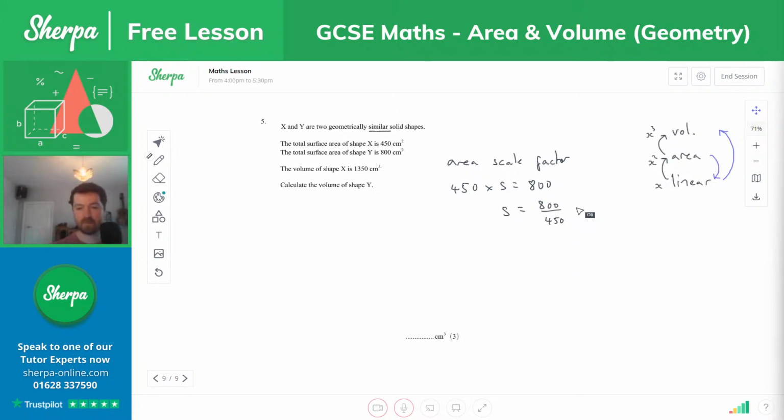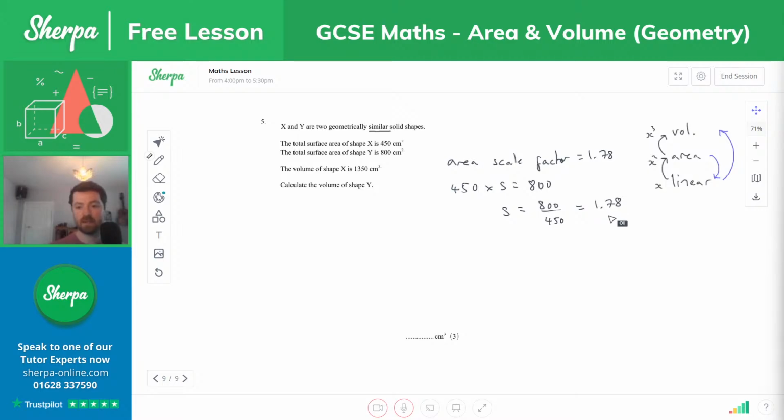1.78. And that's my area scale factor. So I could write it up here, 1.78. I could keep it as a fraction, but I'll leave it as a decimal for now. I did fractions last time, so we'll do decimals this time.